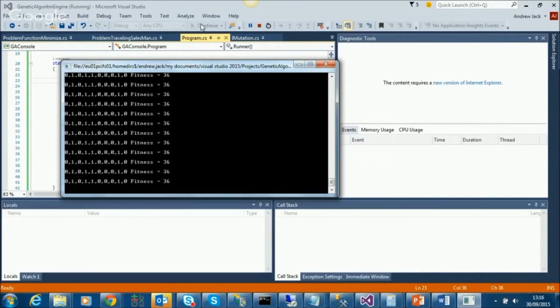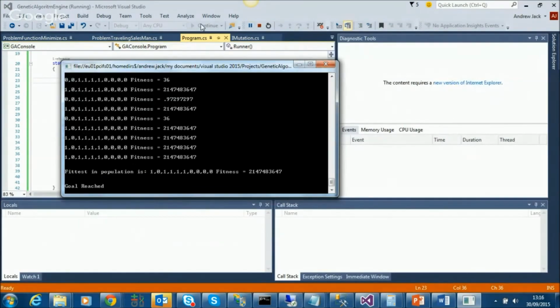Unfortunately, genetic algorithms are a little bit random. When I ran this earlier, it worked perfectly, but you never know for sure. So we found a solution.